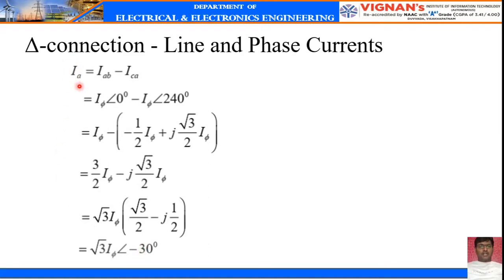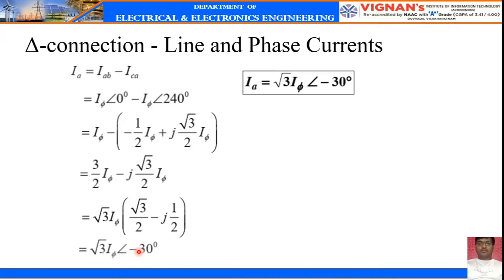From this it is very clear that the line current must be equal to root 3 times the phase current, and it will lag the phase current by an angle of 30 degrees. So in delta connection, it is very important you remember the line current will lag the phase current, whereas in star connection, the line voltage will lead the phase voltage. In delta connection, the line current will lag the phase current and its magnitude is more than the phase current. Line current is equal to root 3 times phase current. Clear? But it is lagging at an angle minus 30 degrees.